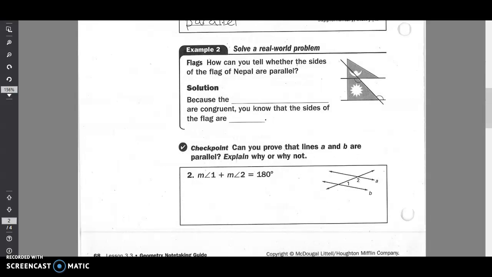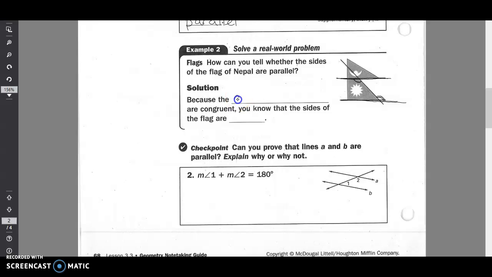All right, let's look at an example here. How can you tell whether the sides of the flag of Nepal are parallel? All right, so it's a little bit hard to see, but these 2 lines here are cut by the transversal, the diagonal here. I wish that I was able to use different colors, but not for this part here. So looking at these 2 lines and these angles, what's the relationship that these 2 angles have based on those 2 lines cut by the transversal?